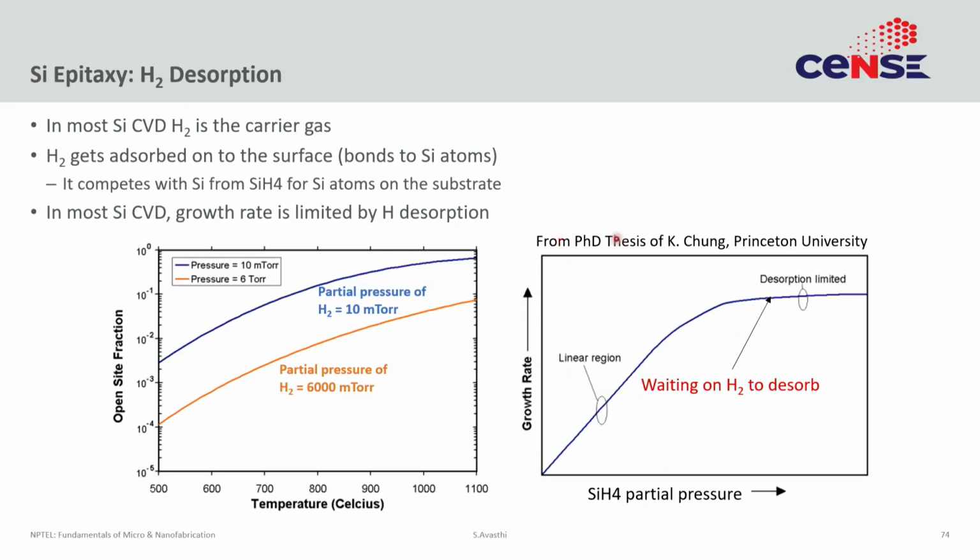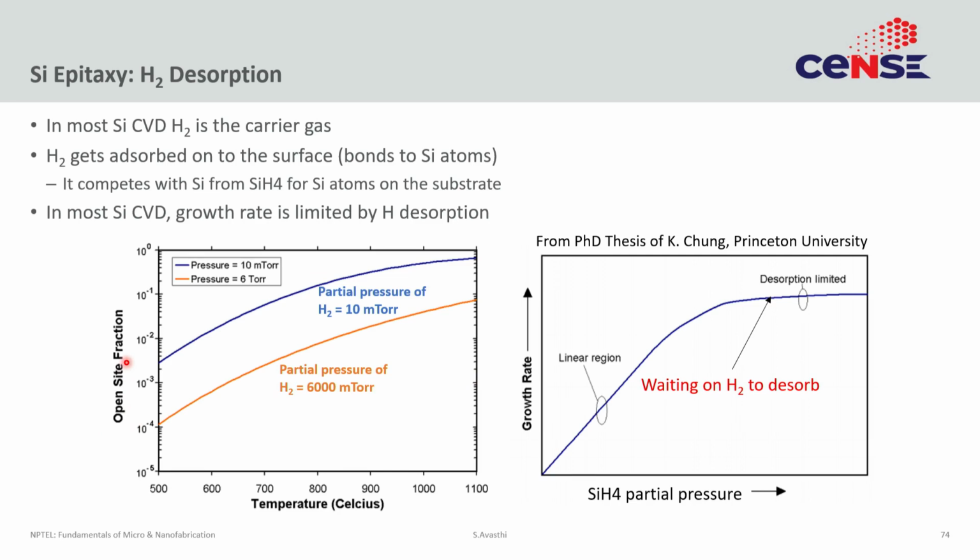And I can show you that with this very nice data that actually is from one of my seniors. He did his PhD at Princeton, and he was my senior, so it's actually from his thesis. So supposing you look at something called open sites. So what are open sites? The open sites are silicon which are dangling bonds. So silicon that don't have a hydrogen on top.